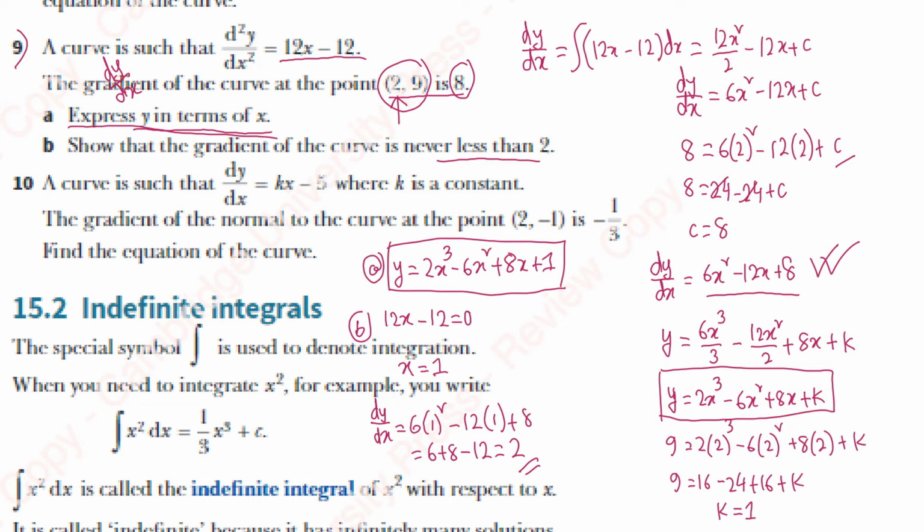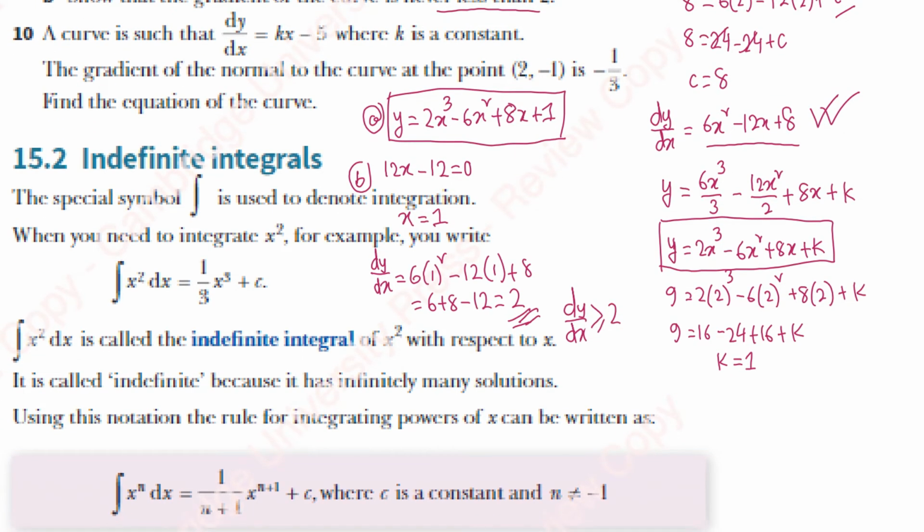How do we know this is the minimum value? If we differentiate again, I mean d cubed y by dx cubed, the third differentiation, we get 12, which is a positive value. That's why at x equals 1, dy by dx has a minimum value. So we can write that dy by dx is always greater than or equal to 2, because it's a minimum value. This is one way to show it.